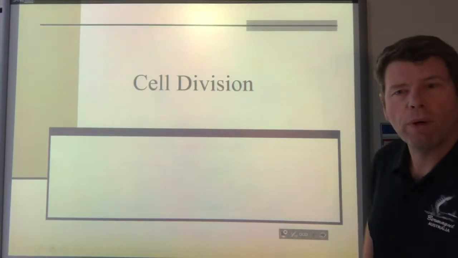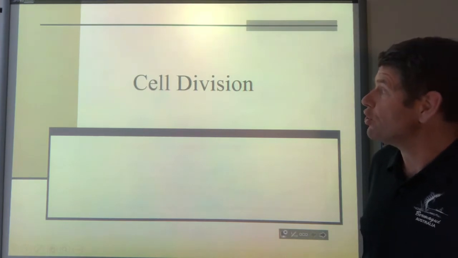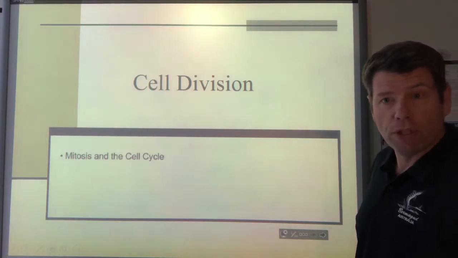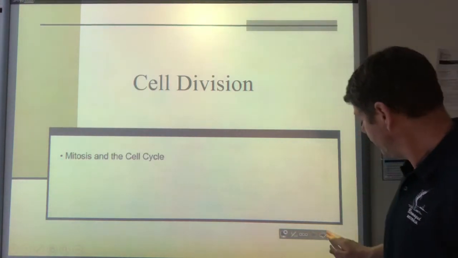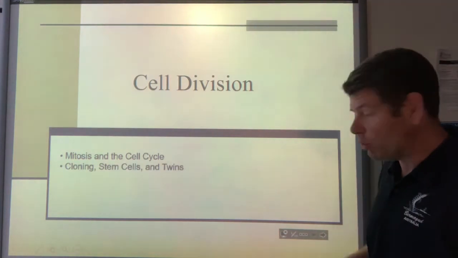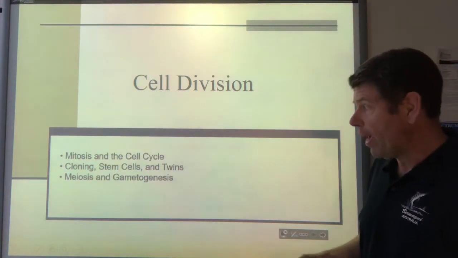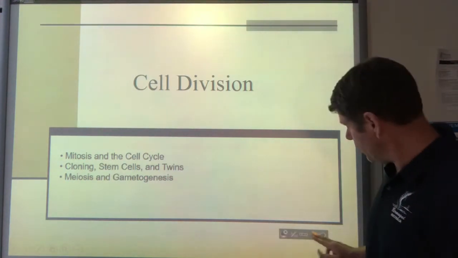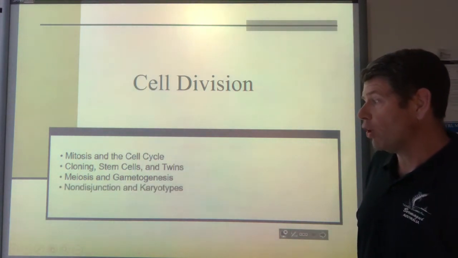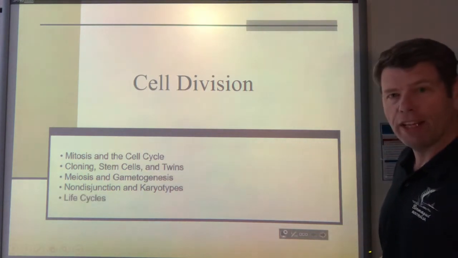All right, grade 12s, welcome to chapter 17, where we're going to turn our attention to cell division. Within cell division, we're going to be talking specifically about mitosis and the cell life cycle. We'll talk about cloning, stem cells, and identical twins. Then we'll look at the process of meiosis and the formation of gametes, gametogenesis. We'll also talk about something called non-disjunction and karyotypes, life cycles of organisms.